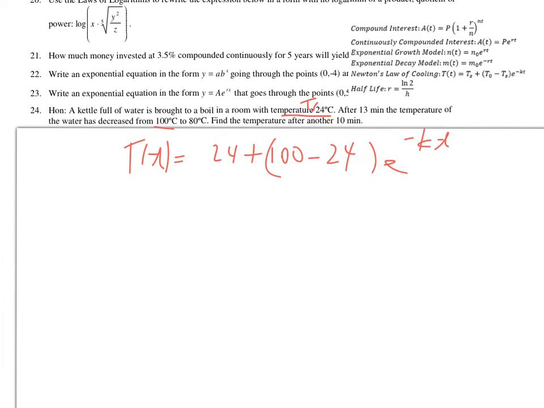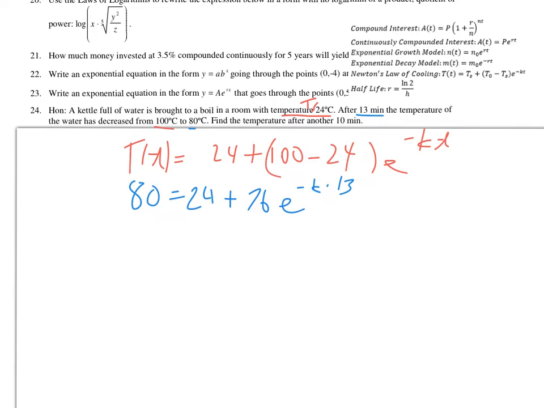That's kind of my first goal here, is to figure that out. So I'm going to plug in the other point here. It's 13, 80, so I'm going to put 80 here. And then I'm going to do this subtraction. It's going to be 76 e to the -k times 13.